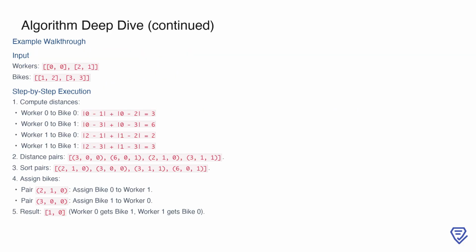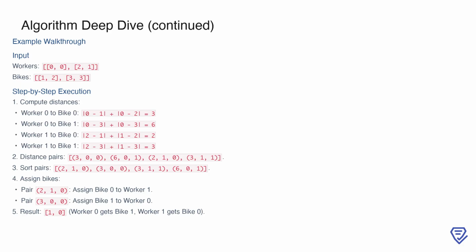Let's walk through an example to solidify our understanding. Suppose we have two workers located at (0, 0) and (2, 1), and two bikes located at (1, 2) and (3, 3). First, we compute the distances. Worker 0 to bike 0 has a distance of 3, and to bike 1 has a distance of 6. Worker 1 to bike 0 has a distance of 2, and to bike 1 has a distance of 3. This gives us the distance pairs (3, 0, 0), (6, 0, 1), (2, 1, 0), (3, 1, 1).